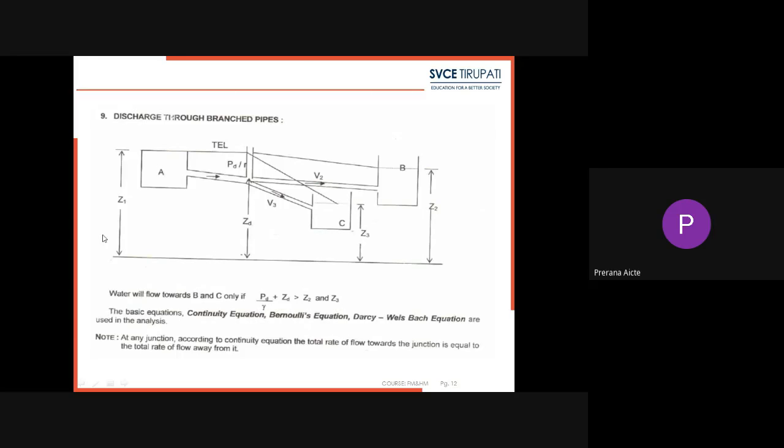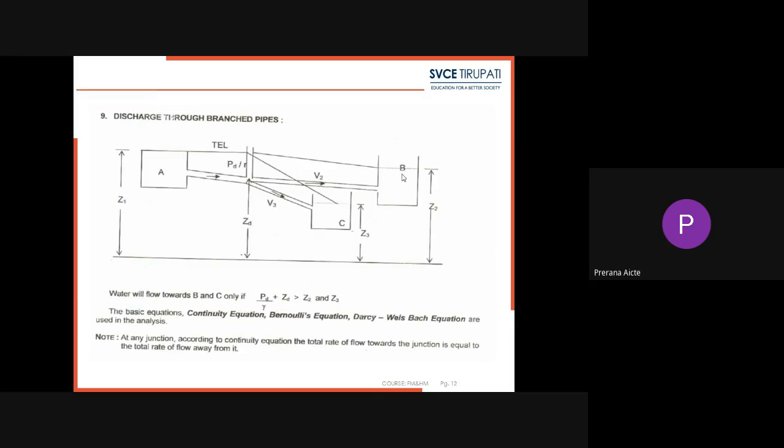So if we send water from tank A to B and C, then definitely the total head should be more than the datum of the C branch and the B branch. Only then can we send the water, and the water can easily flow towards B and C.